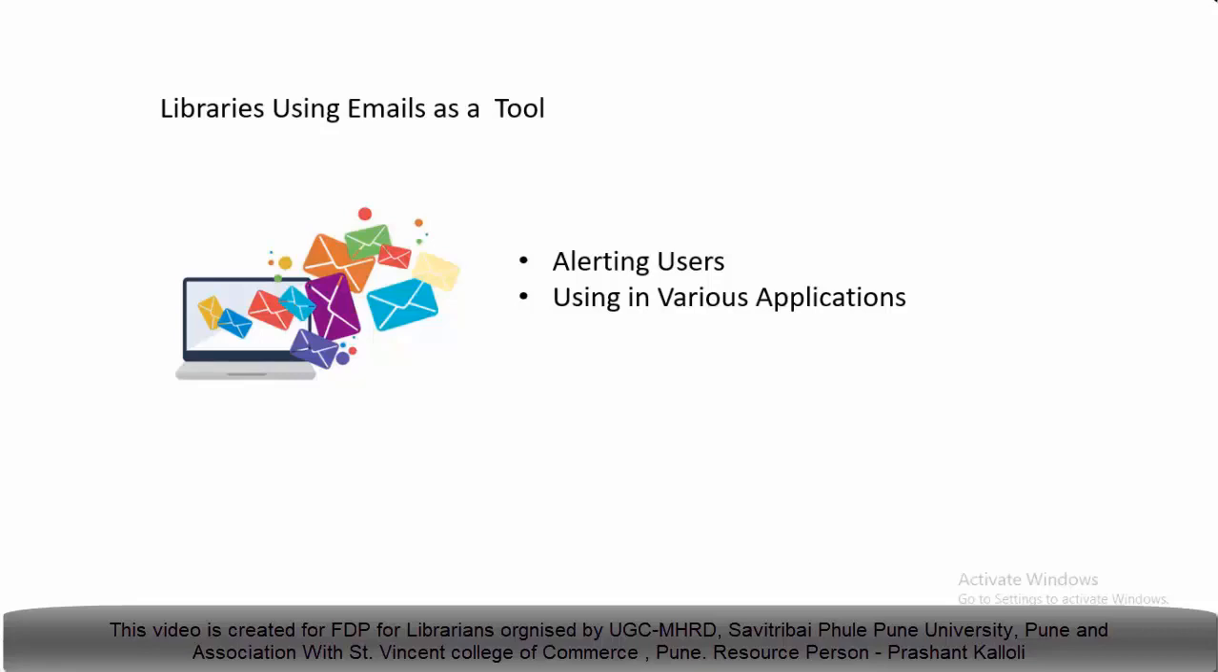First, alerting users. We are using emails to give the alert services. Libraries are sending news, notifications, notices, newsletters regularly to the user. Also, we are sending information about new arrivals, journal arrivals, journal magazine alerts, journal index page alert system. In such a way, we are so familiar with email technology.